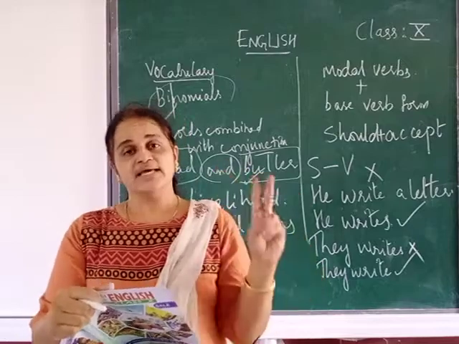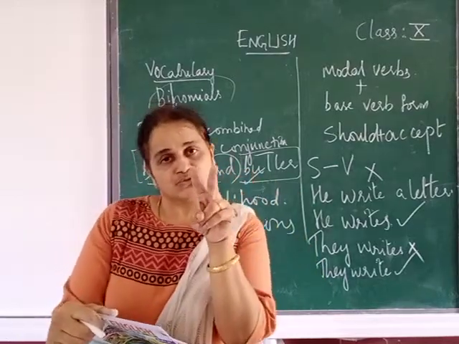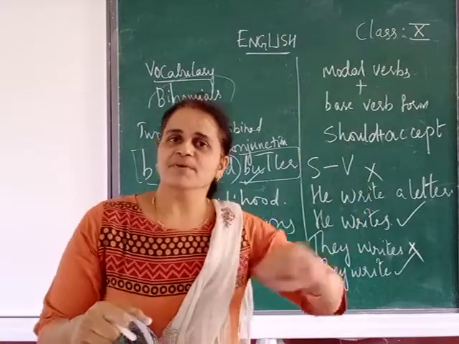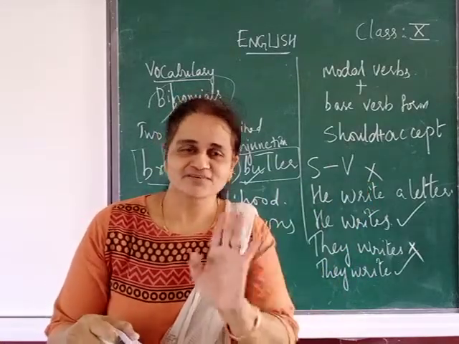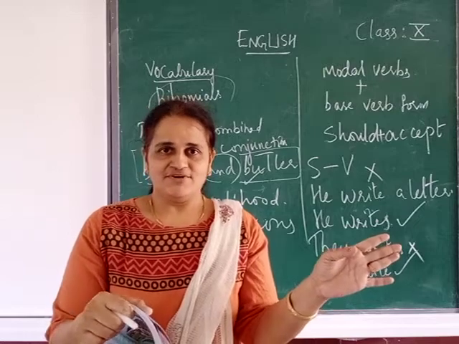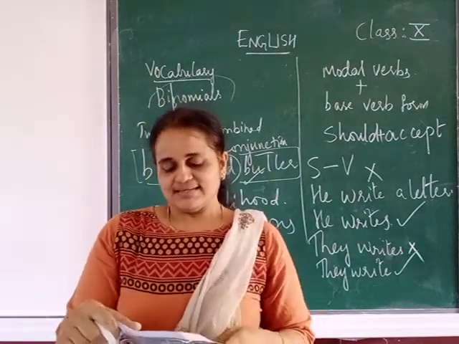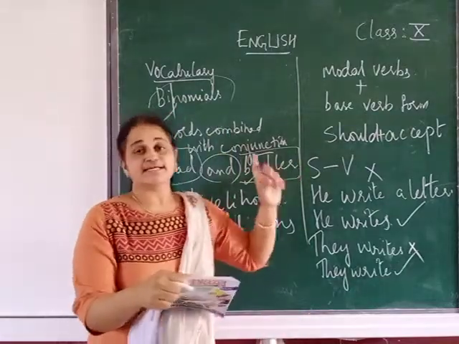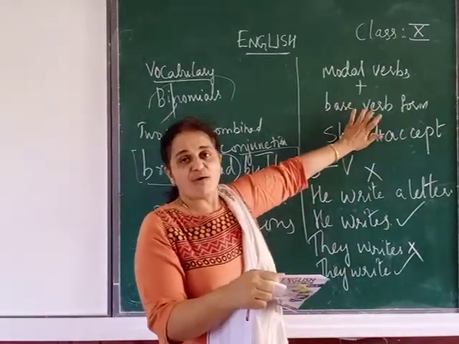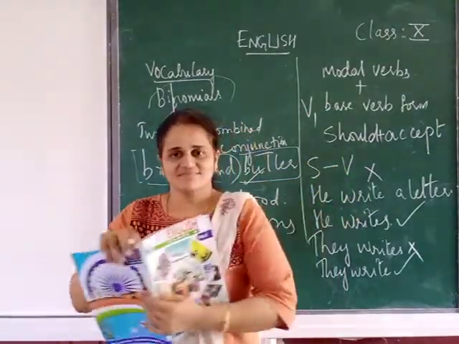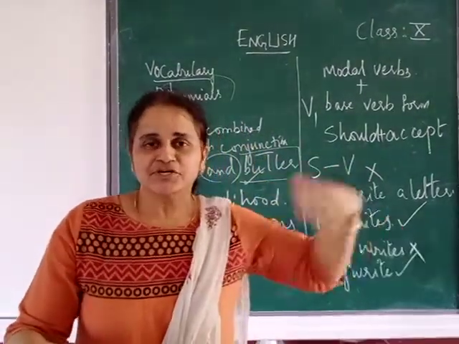No two modals can occur together. I will, should go for a picnic. I will and should will never come. Did you understand? These two modals cannot come together. The next one I already told, it comes with the base form of the verb. Base form means V1 form. Should accept, should try.